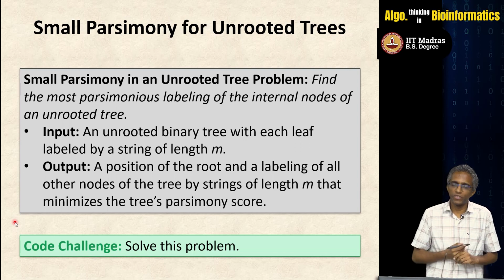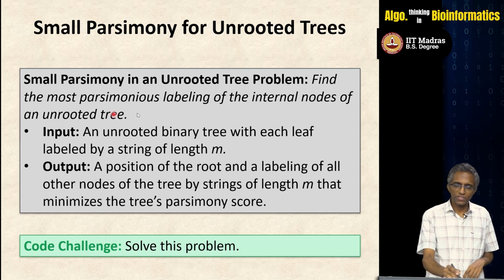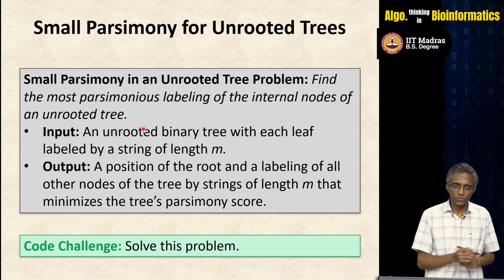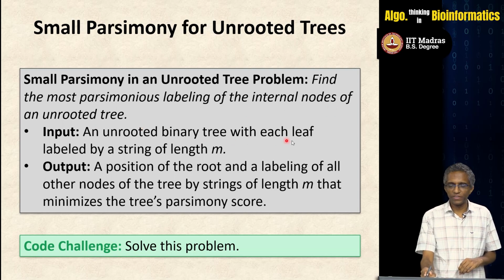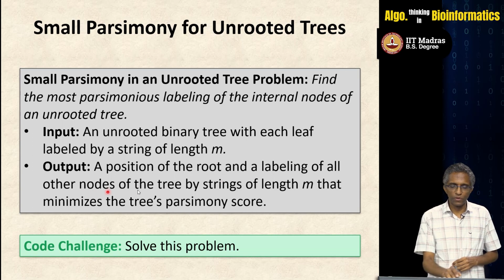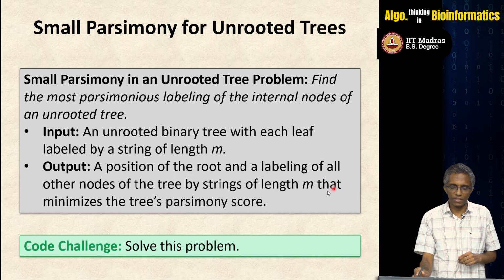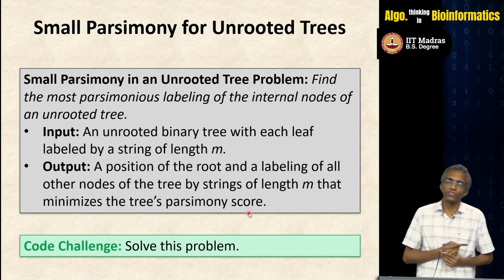The small parsimony for unrooted trees, right. So, for rooted trees we have seen so far. For unrooted trees, we want to find the most parsimonious labeling of the internal nodes of an unrooted binary tree with each leaf labeled by a string of length m, and the position of the root and a labeling of all the other nodes of the tree, that is the output that you require, okay, by strings of length m that minimizes the tree's parsimony score.